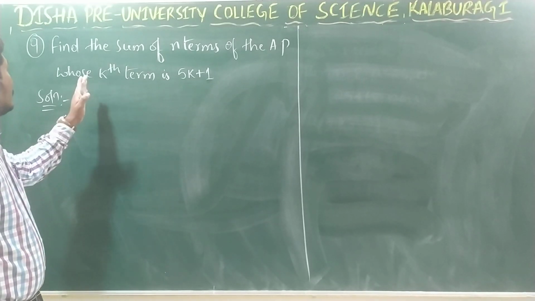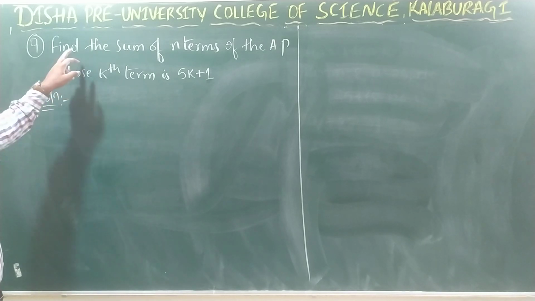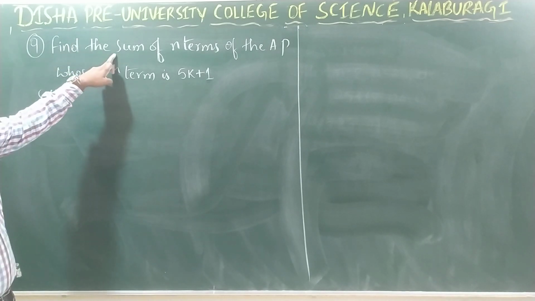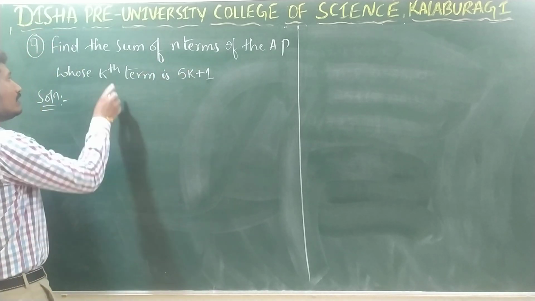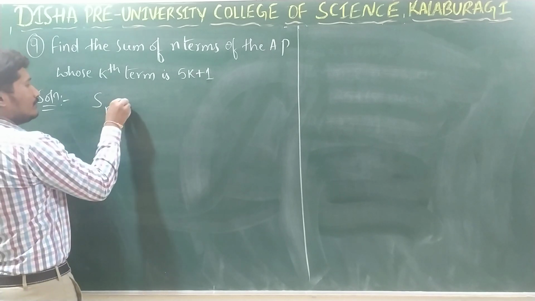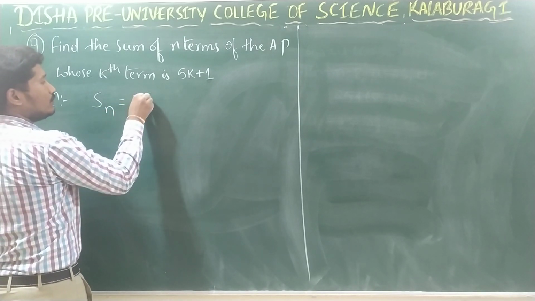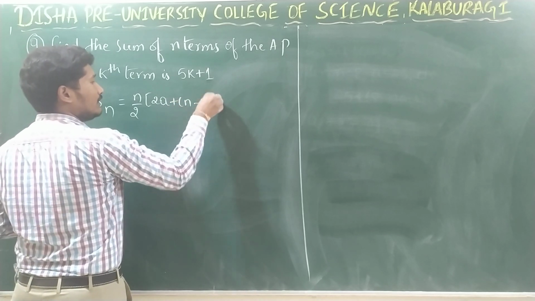Right. So the last question for the session. Find the sum of n terms. What we have to find? We have to find the sum of n terms, that is Sn. The formula is given by n by 2 into 2a plus n minus 1 into d.